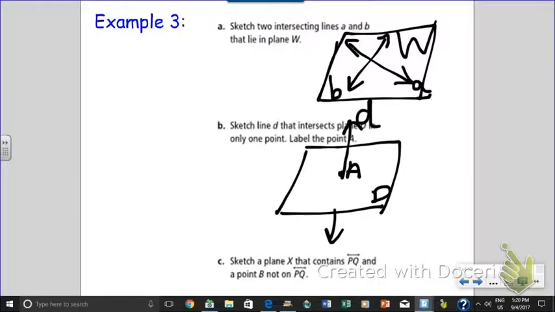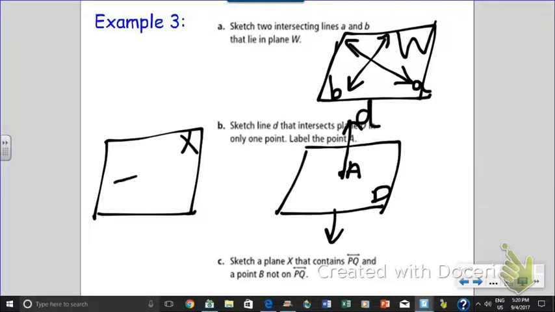Our last example, sketch a plane that contains line PQ and a point B not on line PQ. Plane X, we have a line PQ, so those are 2 points on the line since it's named with 2 points. Again, one letter would mean it's next to it. And a point B that is not on the line. So somewhere not on the line, still in the plane, we have point B.